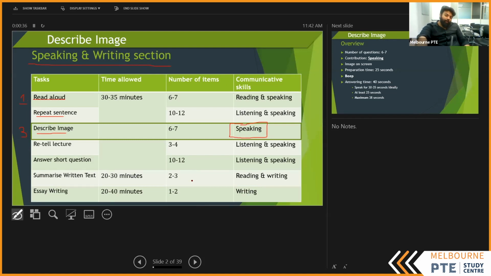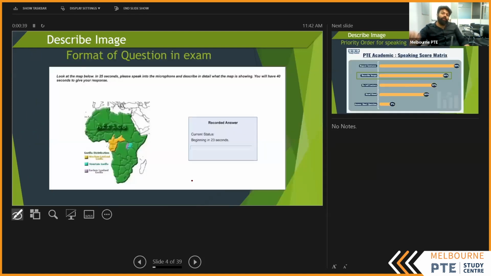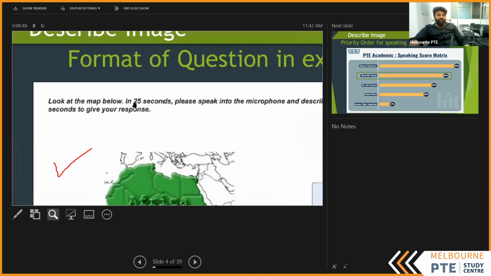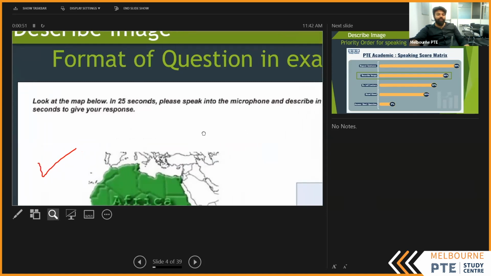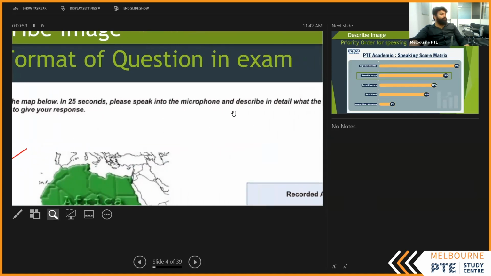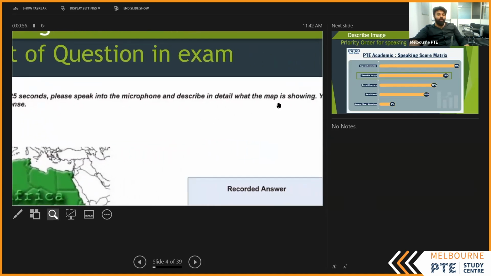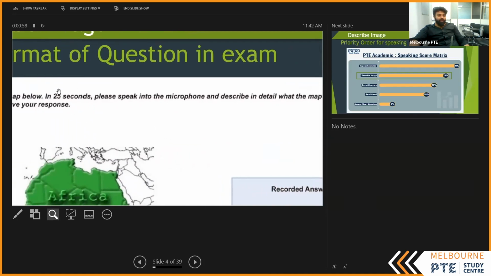Now, you will get describe image something like this over here. Like you will have an image on your left. And if I zoom in here, it says in 25 seconds, please speak into the microphone and describe in detail what the map is showing. So this 25 seconds, write it down. This is your preparation time.